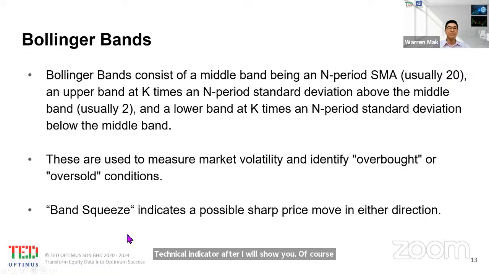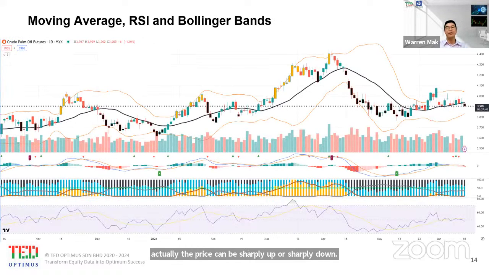Of course, there's another concept called band squeeze. That means the Bollinger Band squeezes narrower, and there's a possible sharp price movement in either direction. Meaning after a band squeeze, the price can go sharply up or sharply down, but we don't know yet. So very quickly, I'll show you this chart before we move to the real chart.